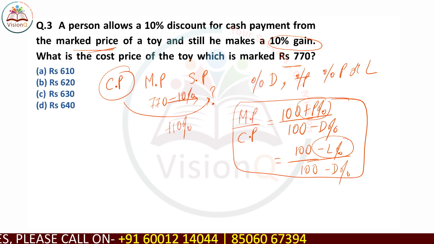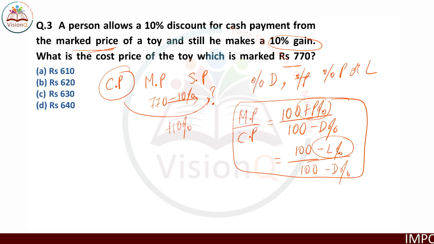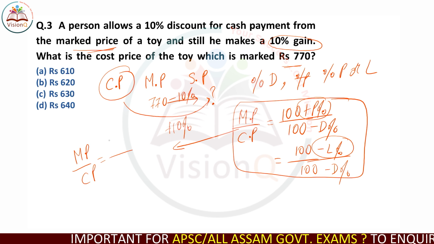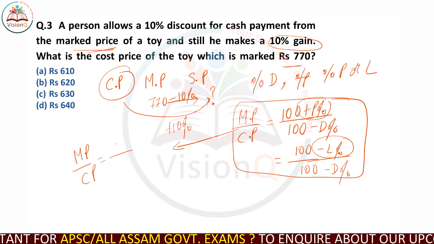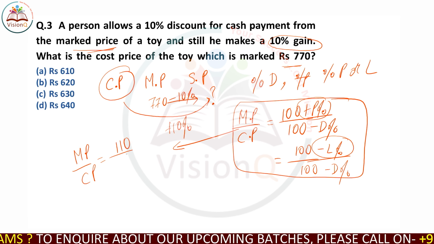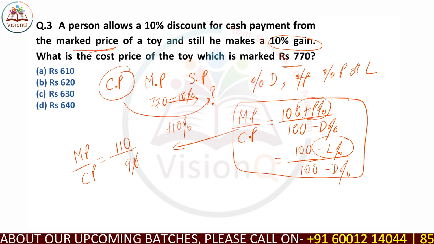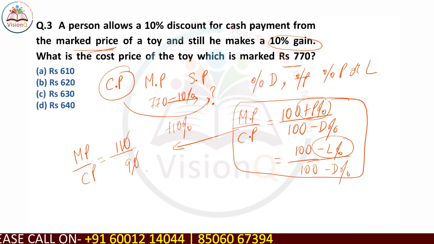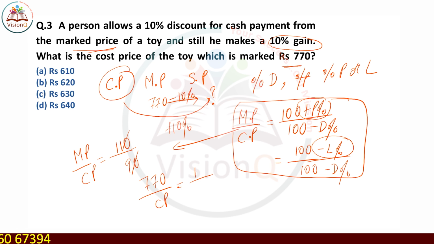Now in the question, you are given profit, that is 10%, and discount, that is also 10%. So if I apply the first formula in this question, I will get the ratio of MP by CP to be how much? 100 plus 10 is 110%, and 100 minus discount percent, that is 100 minus 10, is 90. So this 0 will be cancelled out. Now in our question, the marked price is given to be 770. So 770 by CP will be equal to 11 by 9.